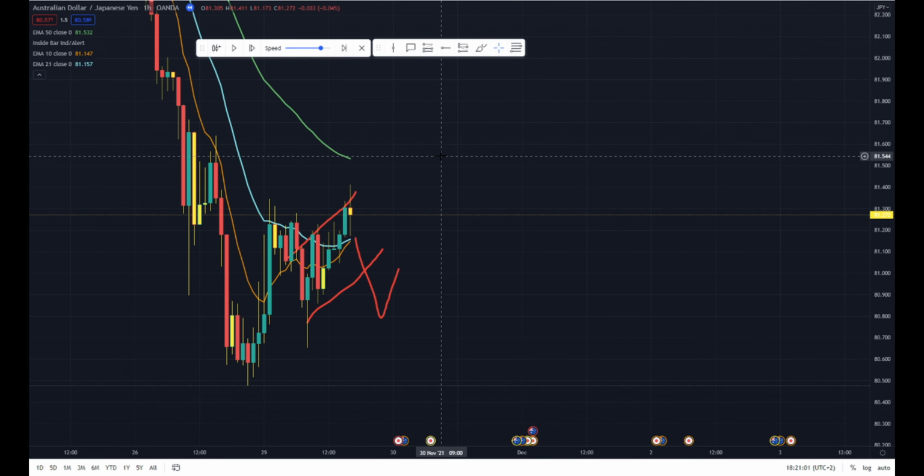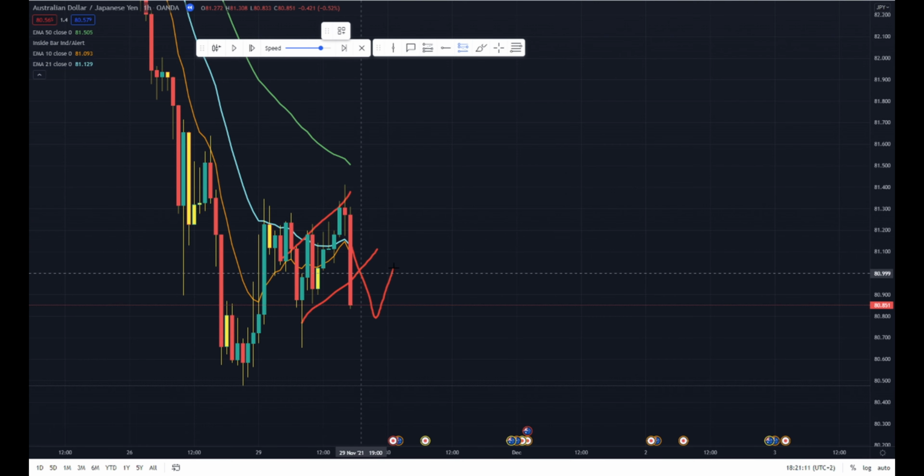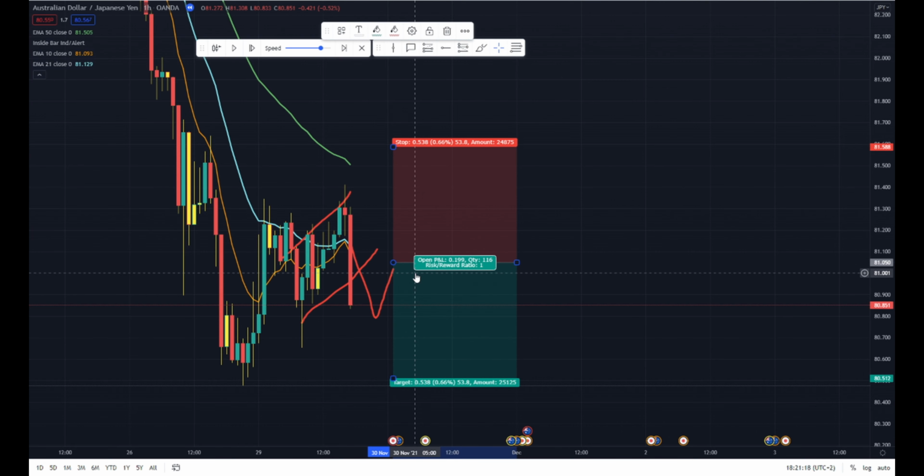So as you can see, the channel continued to the upside without too much momentum, and there we have it, this huge candle with momentum. And at this point I set a pending order, a pending sell right on this level of this bar with a 12 pip stop loss.